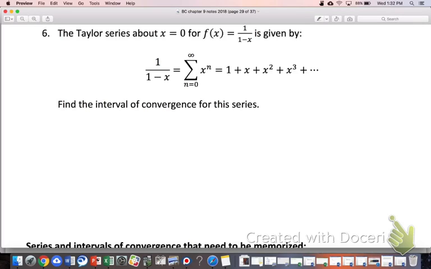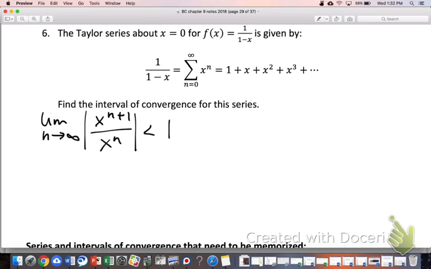I would set this up and say the limit as n goes towards infinity of the n plus 1th term divided by the nth term. So this is going to be x to the n plus 1. And I'm not going to do the whole copy dot flop here because the terms are really, really simple. So it's going to be x to the n plus 1 over x to the n. That's supposed to be less than 1.